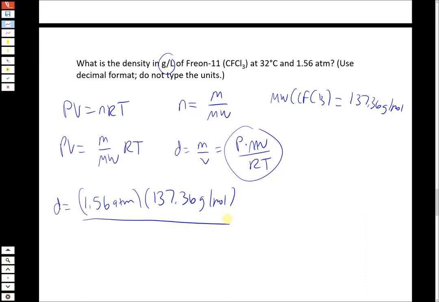And then that's going to be divided by RT. So R is 0.0821 liter atmospheres per K mole. And then T in this case has to be in Kelvin. So it's 32 Celsius, so we need to add 273 to that. It should be 305. Yeah, 305 Kelvin. So we need to make sure temperature is also in Kelvin for all these types of problems.